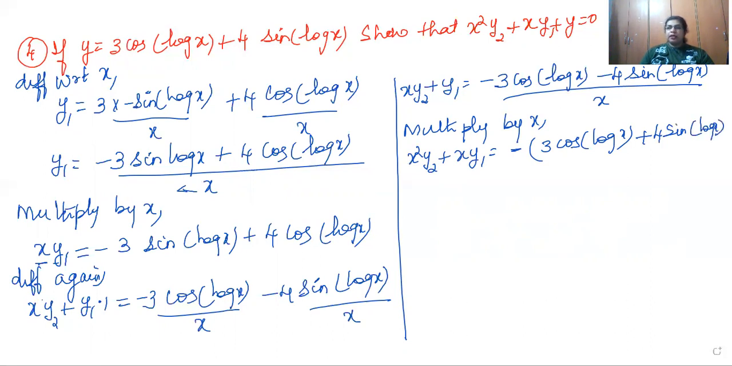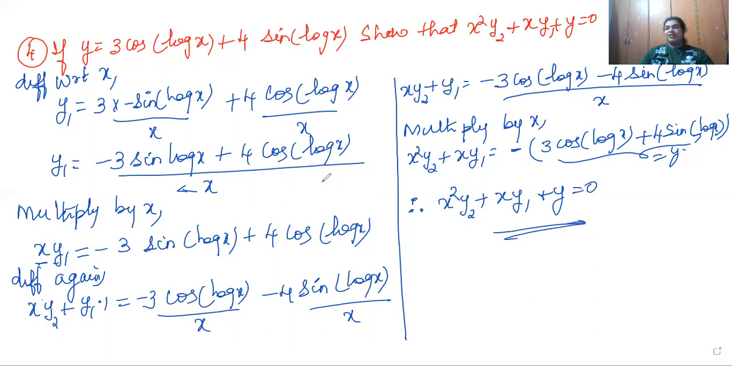So what is this? This is nothing but y, isn't it? Look at the question. Minus y shifted to the other side. So therefore you are getting x square y2 plus x y1 minus y comes to this side as plus y is equal to 0. We have reached the answer. Okay, very easy. Understand all the steps. Okay, yes. Let's go to another question.